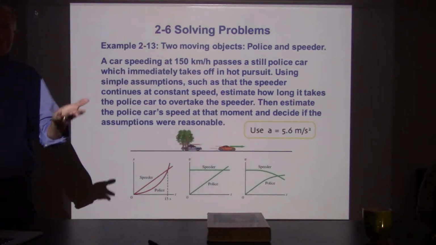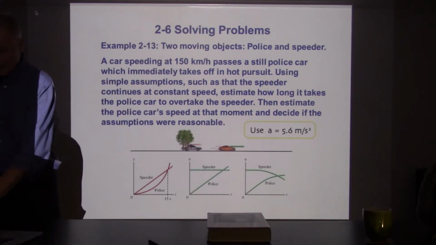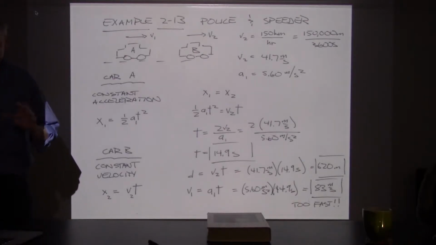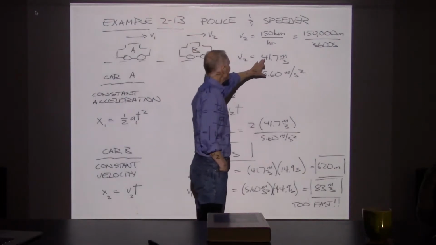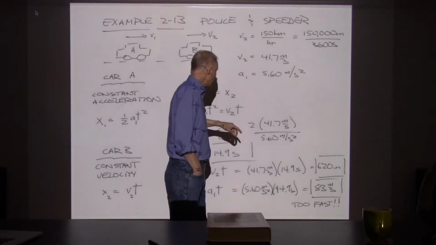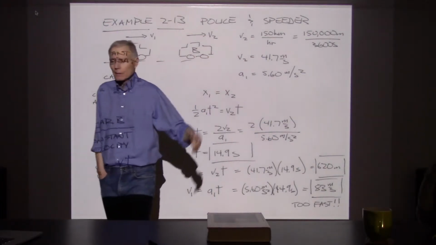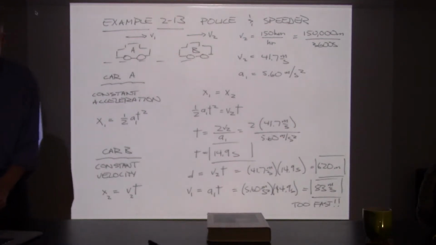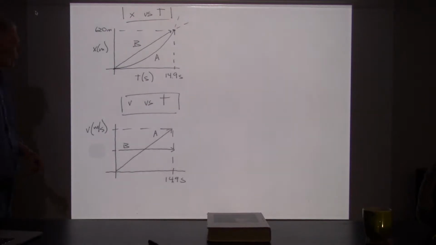The police car is going to go past, let's see, what's the other speed here? 150 kilometers per hour, which was, so these are some crazy numbers, well, a little crazy. So the speeder is going 80 miles an hour, right? So let's say this is roughly 80 miles an hour, maybe 90. So 90 miles an hour, and the police officer ends up going 180 miles an hour at the time when they catch up. Okay, anyway, so here's what it looks like.